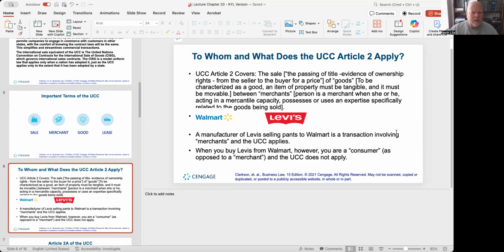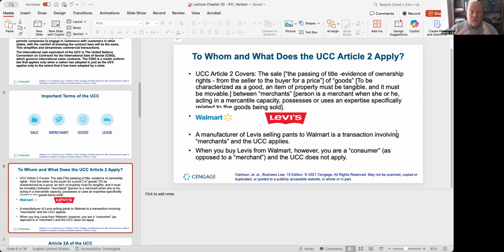What's a merchant? Well, if Walmart is purchasing pants from Levi's, those two are both merchants. So the Uniform Commercial Code applies to sales and contracts between those two. However, when you go into Walmart and buy some Levi's, you are not a merchant. You are a consumer, an individual consumer. So the UCC does not apply to that sale.